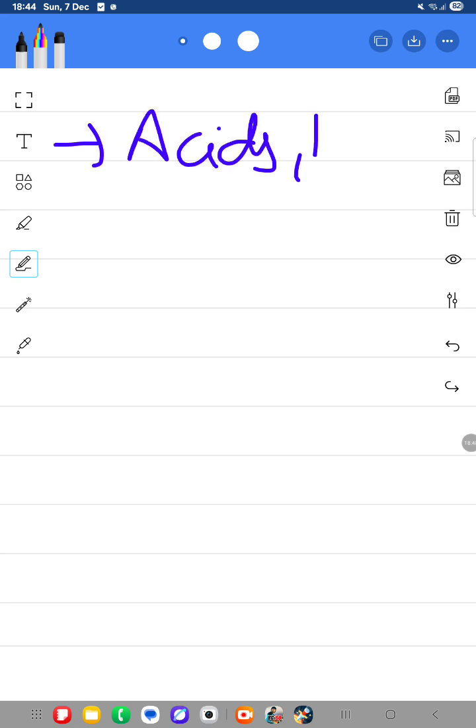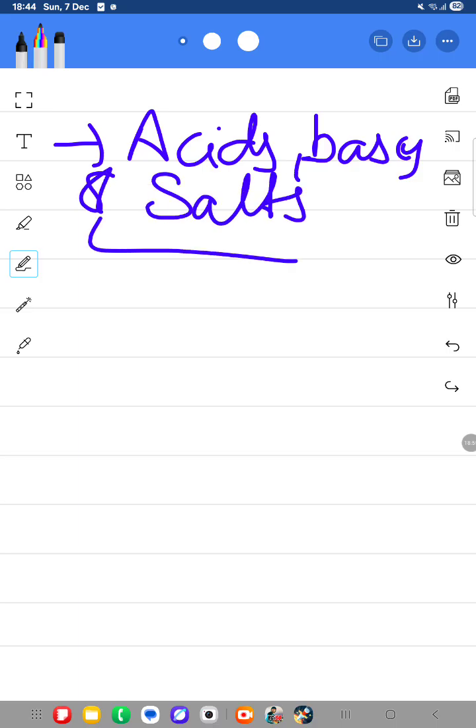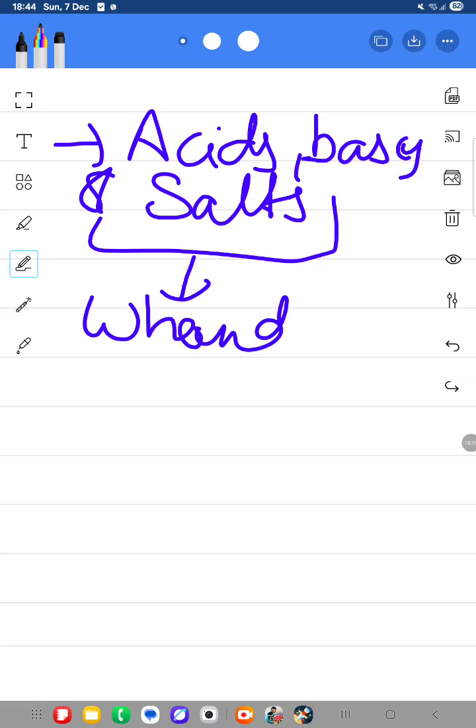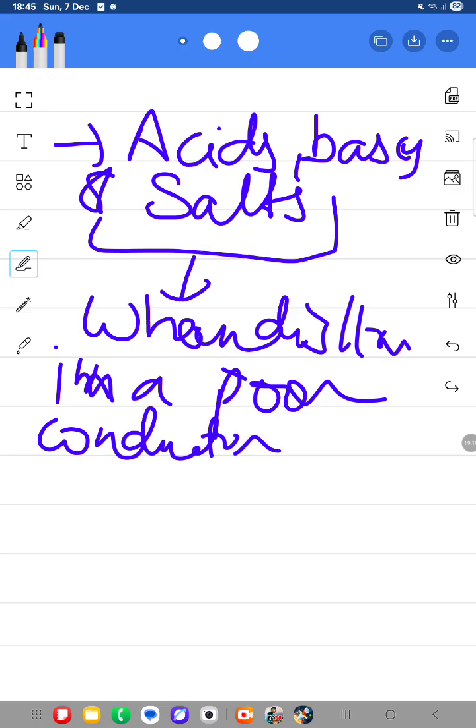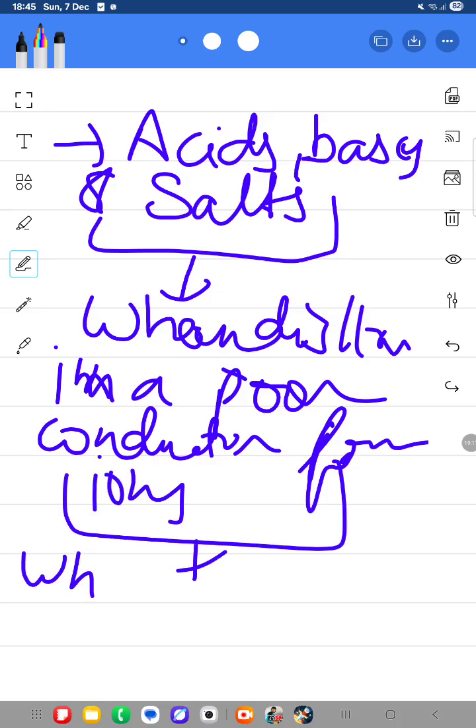Acids, base, and salts, when dissolved in a poor conductor, form ions which conduct electricity.